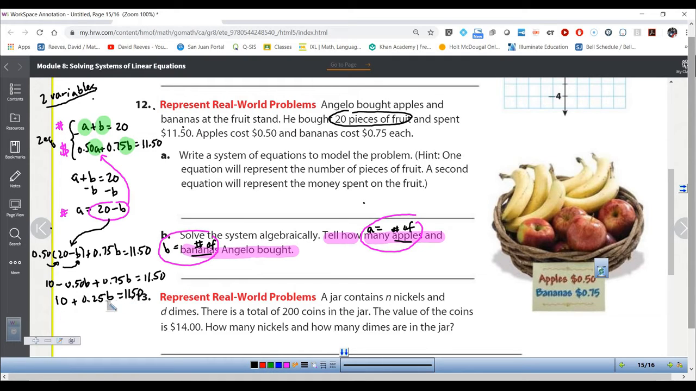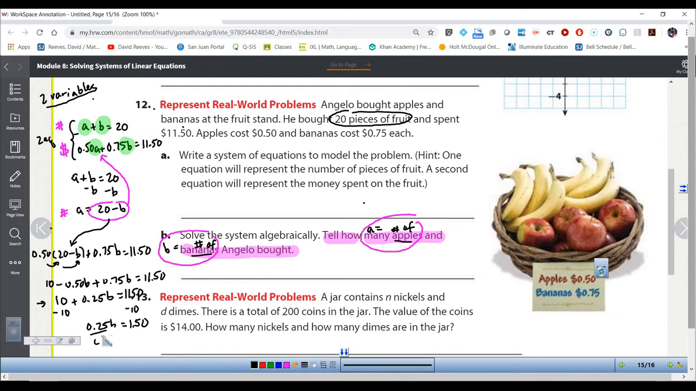Running out of space here. Now again, this is great. We went from two equations with two variables to one equation. So we had A's and B's, now we only have B's. We're cleaning it up, and now we're at this equation right here, which is a two-step equation. To get that variable by itself, I'm going to go ahead and subtract 10 from both sides, and when I do that, I get 0.25b is equal to 1.50.